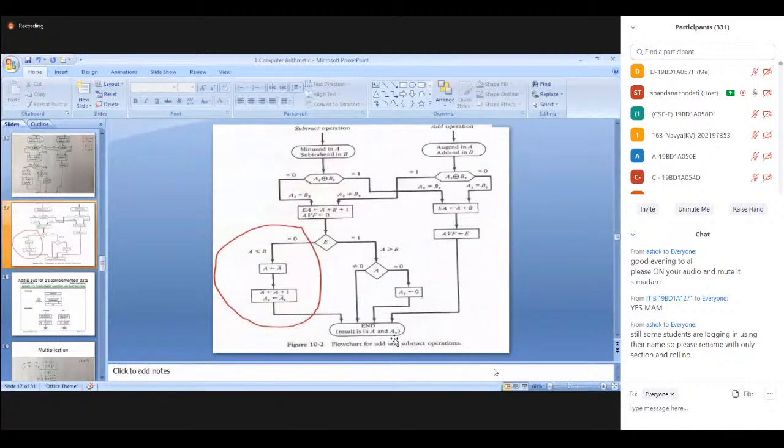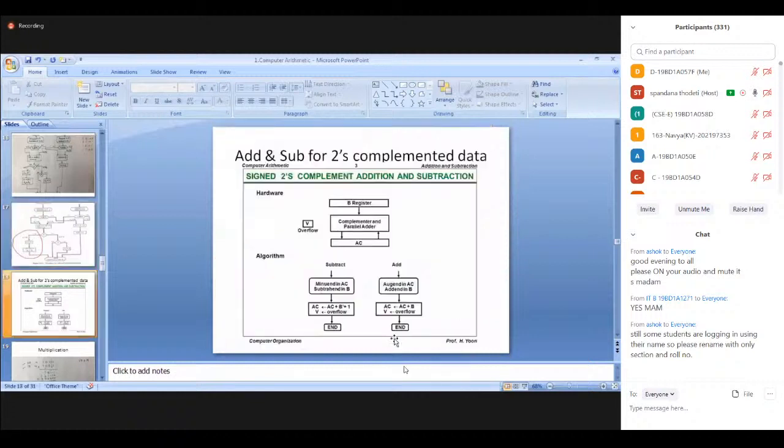This is your addition operation for signed magnitude data. Next, addition and subtraction operation for 2's complemented data. Here, what are the main hardware components required for 2's complemented data? You require a register B, and one more register is AC.